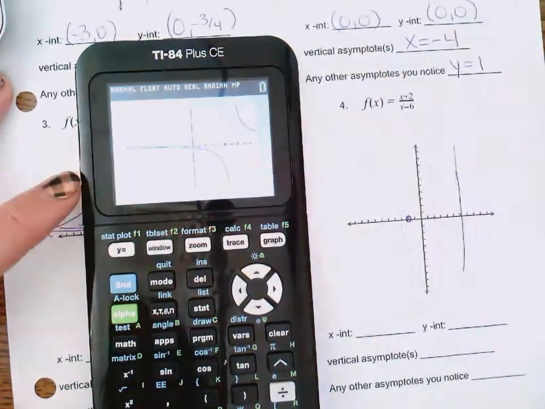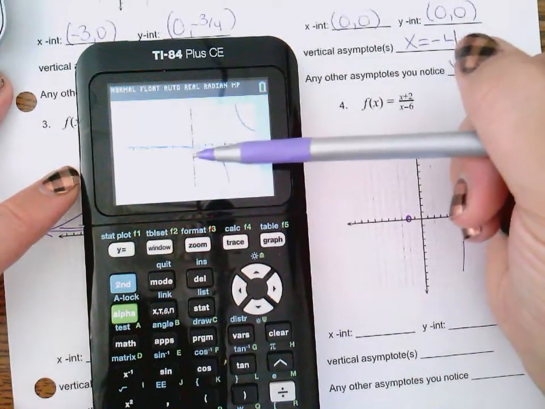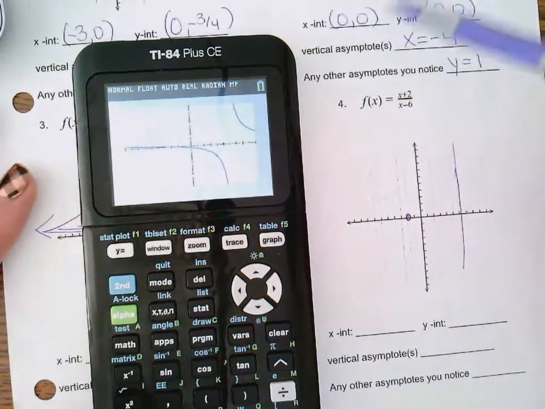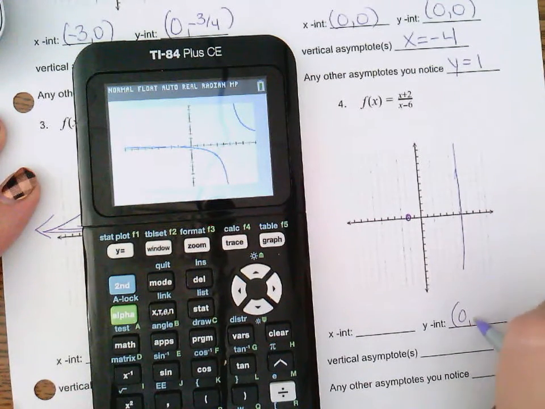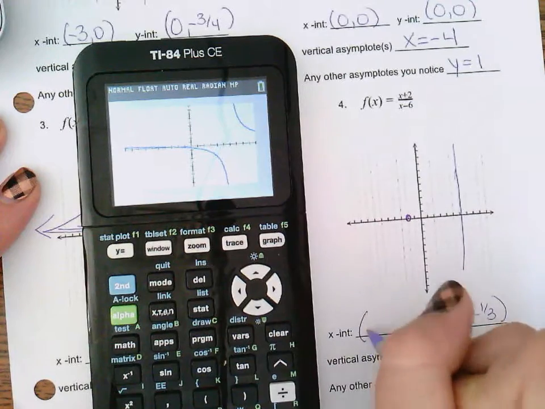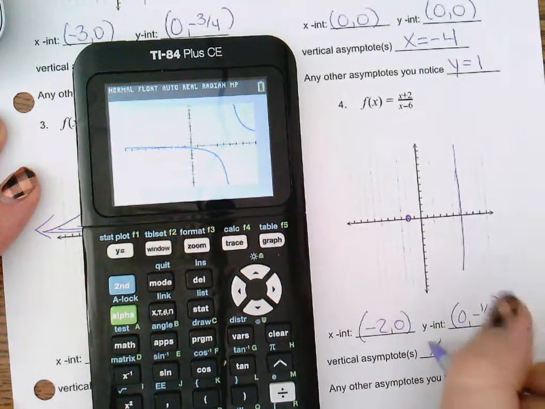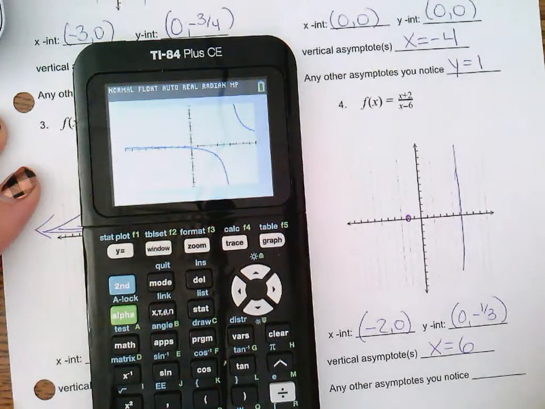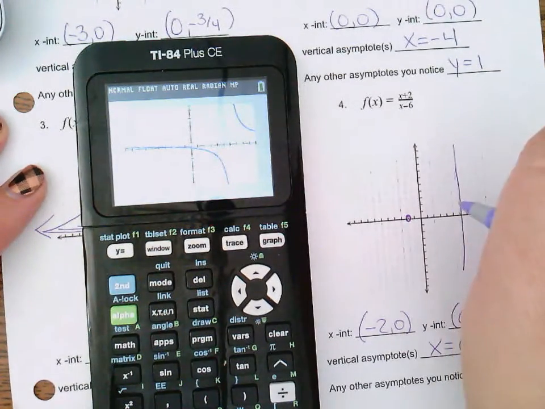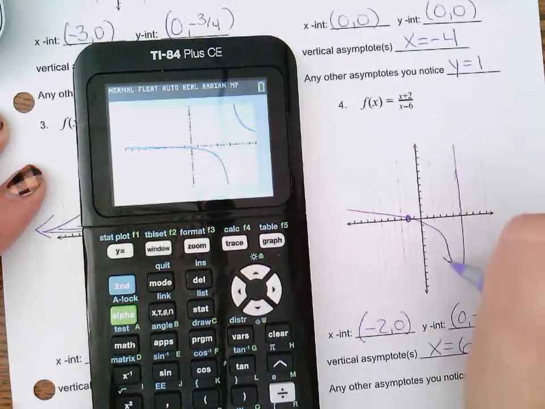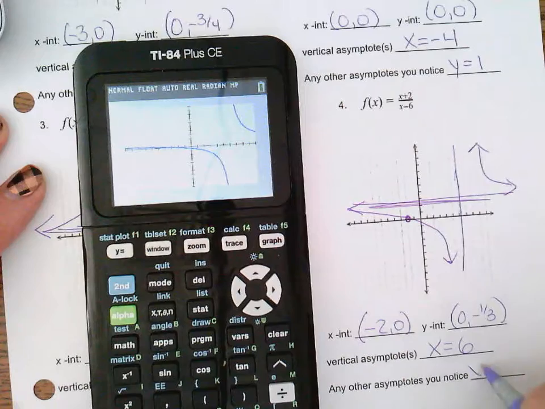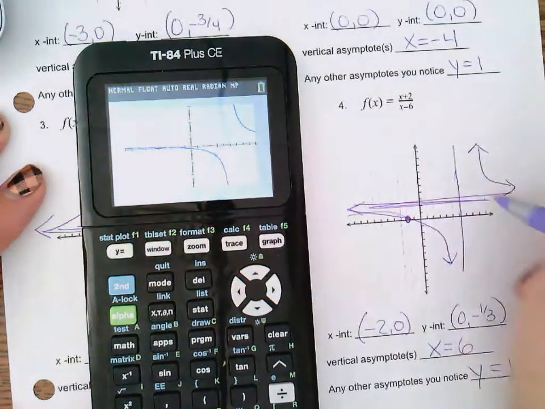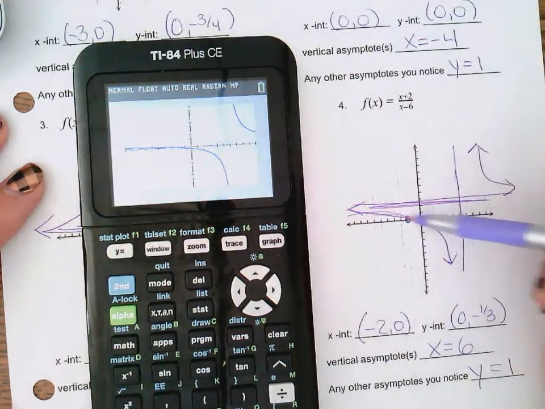Let's see, my y-intercept is somewhere between 0 and negative 1. If I plugged in 0 for x, I would get negative 1/3. So my y-intercept is actually at 0, comma, negative 1/3, and the x-intercept is negative 2, comma, 0. The vertical asymptote was at 6, we said, and goes like this, and then over here, it's approaching again something, maybe y equals 1. See how it's shifted up over the x-axis because it cuts through right here.